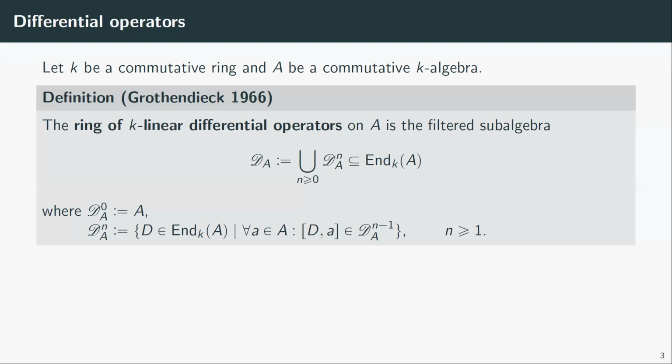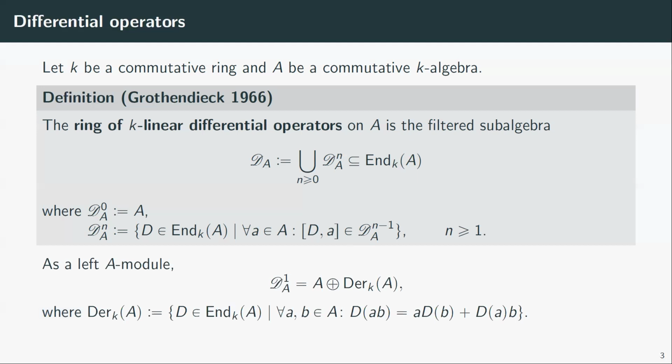And so at least for the operators of order 1, we get the derivations on A. So derivations are the maps which satisfy the Leibniz rule. And the differential operators of order 1 are exactly those of order 0, A, plus the derivations.